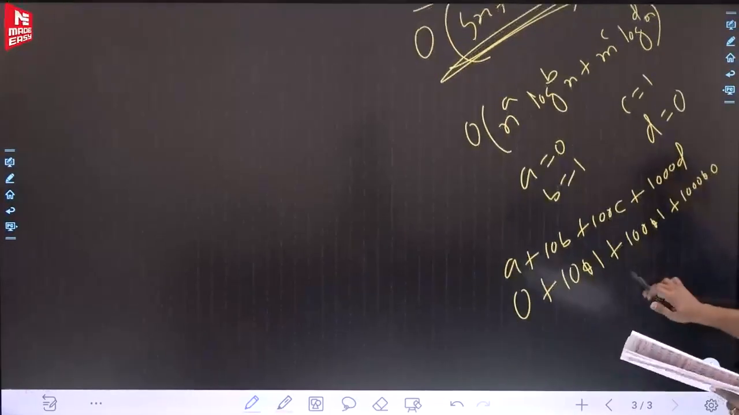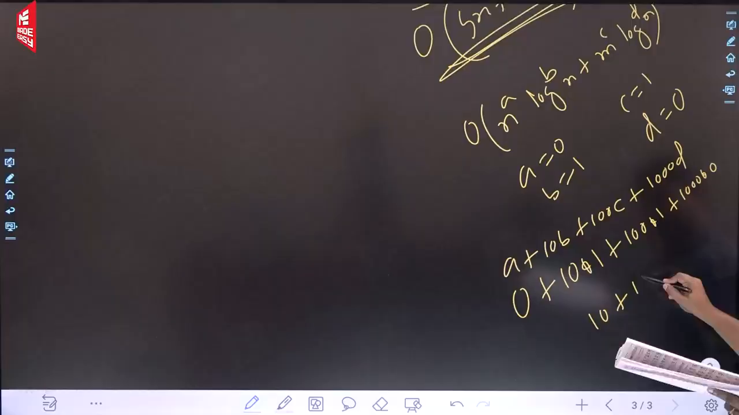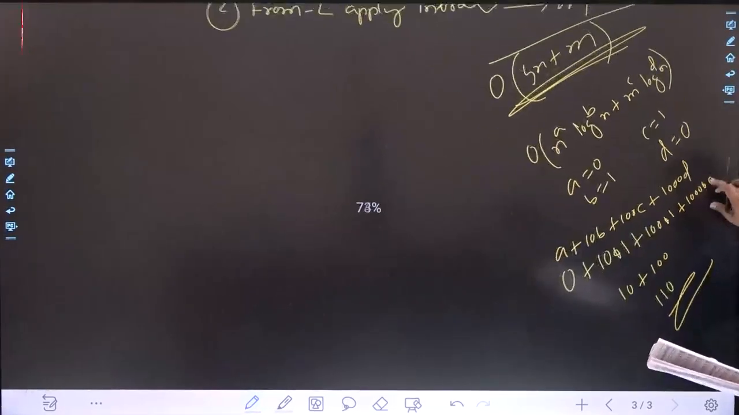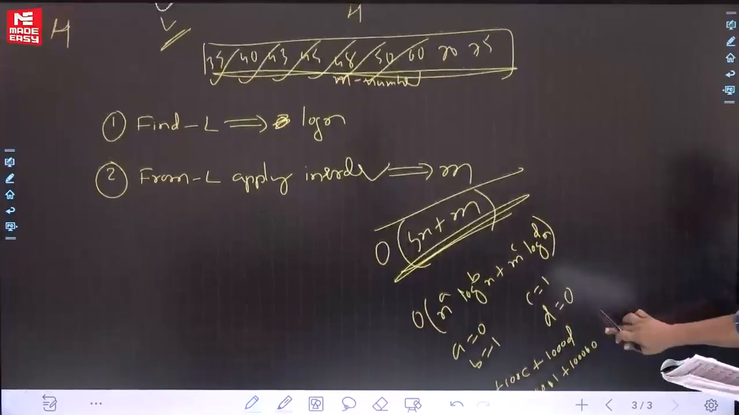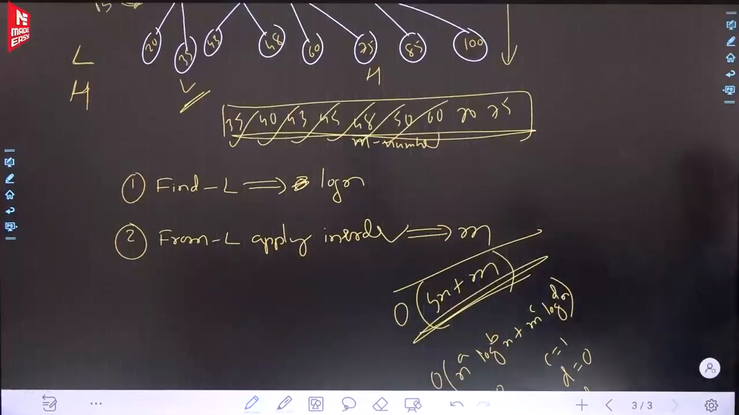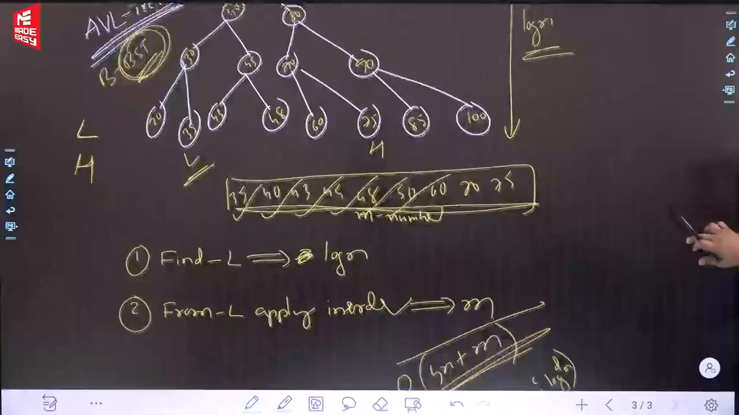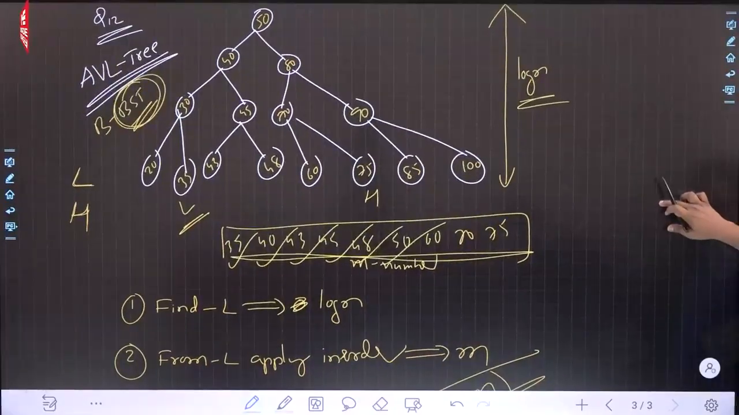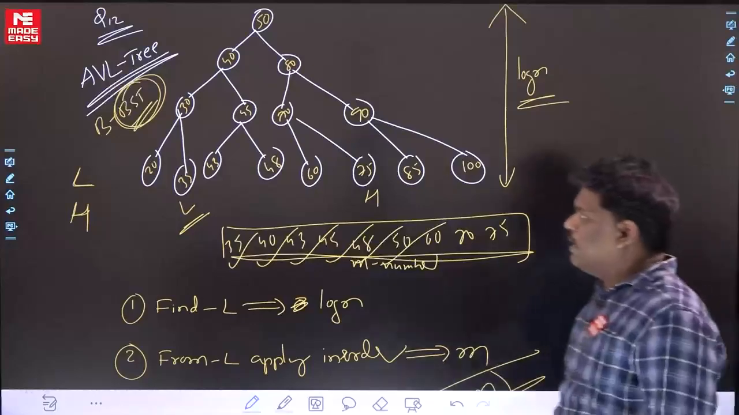Can you say the total? 10 plus 100, which is going to be 110. The answer is 110. I think most probably you got it. Please be careful.